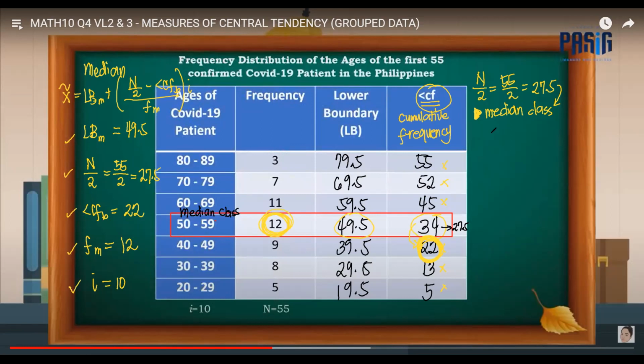What we will do is substitute that to the formula. So, this is the formula. Okay, so let us substitute. Lower boundary is 49.5 plus we have 27.5 minus 22 divided by 12 times the I, which is 10.